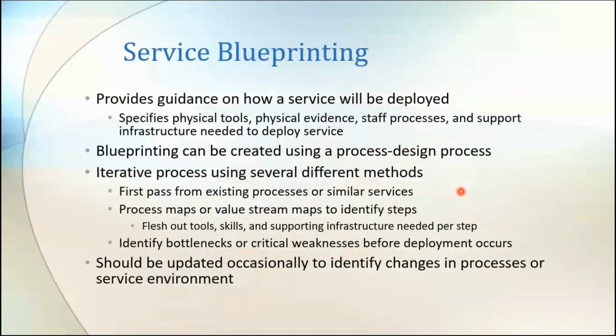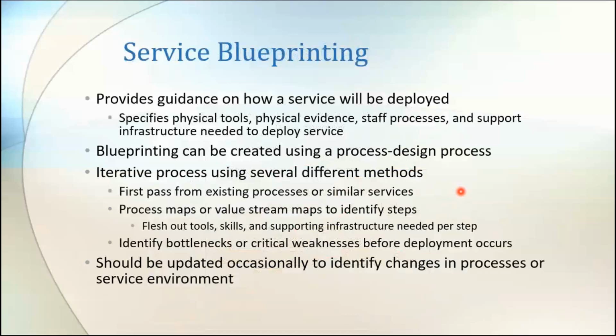So in the case of fast food, what physical tools does the person need to do the job? What kitchen utensils may he need? Does he need a stove? Does he need an oven? Does he need a microwave? Physical evidence is basically, well, I'll cover that in a minute when I go through the service blueprinting example. I don't want to confuse you here, but staff processes are how we're going to execute on these things. So really quickly, physical evidence is like the parts that we are going to use to do the service.